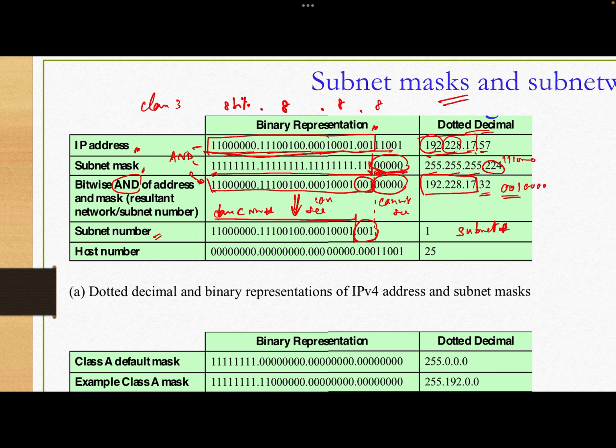In decimal is 1, in binary is 001. Okay, so this is a subnet number. Host number is the rest, that you cannot see. Okay, this one that you cannot see. It's going down here. So this is 25.